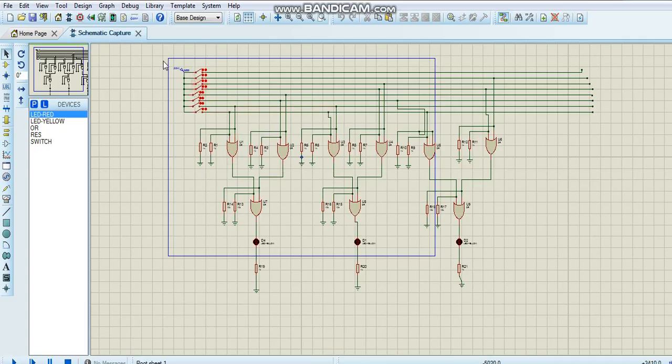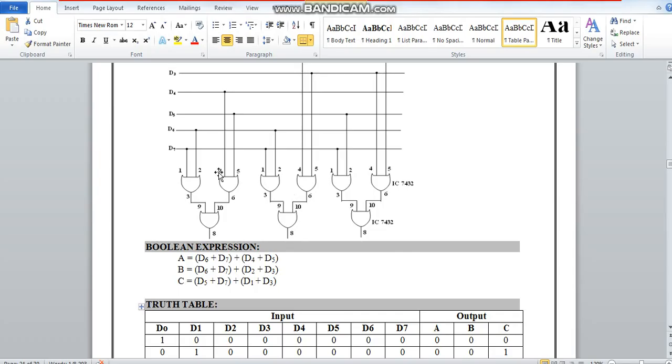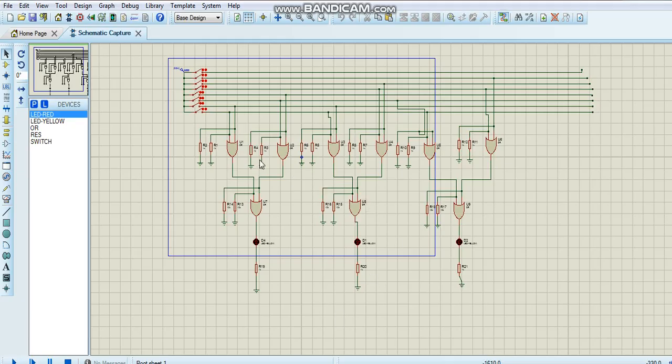You can see here I have taken 8 data lines, and from these 8 data lines, the same circuit whatever is present, 9 OR gates are used, 1 2 3 4 5 6 7 8 9, and the output of the last OR gate is given to the LEDs. Now you can see that whenever I change my data pin, accordingly my output will be changing.